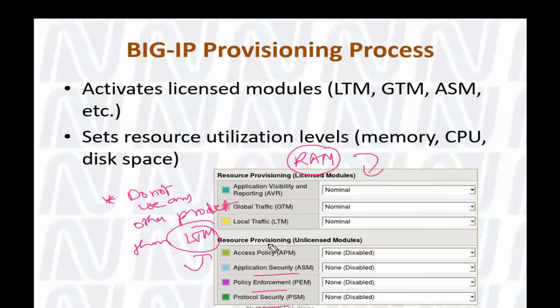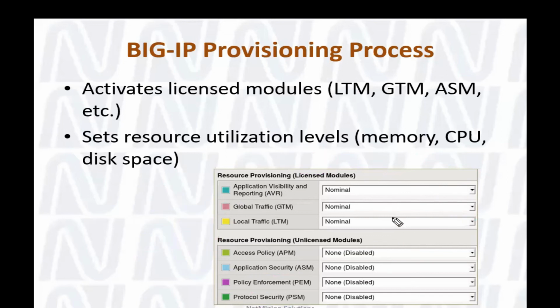So do not provision any other thing. In the ASM class, you have enough resources for the ASM. For the GTM class, you have enough resources for GTM. But in this class, you have only the resources for the LTM because we are here for the LTM. So do not do any other thing. When it comes to the resource provisioning, select the LTM only.